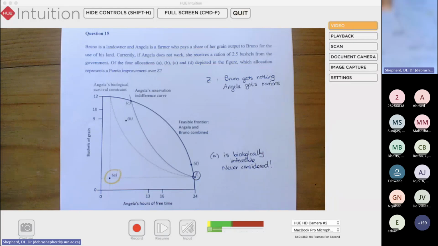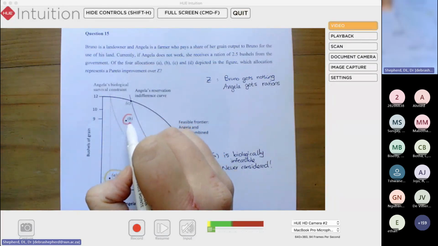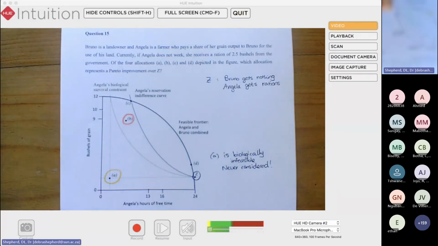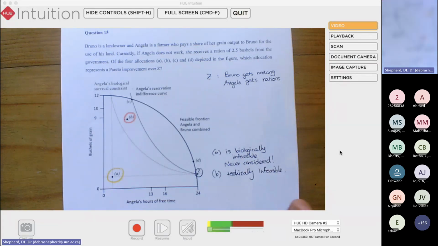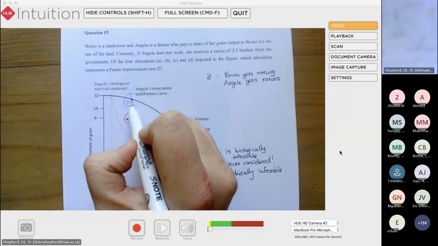Then let's look at allocation B. How would we refer to allocation B? Okay, so B is also never going to be considered because we know outright that Angela is going to reject it. Then for C, so let's consider C now.